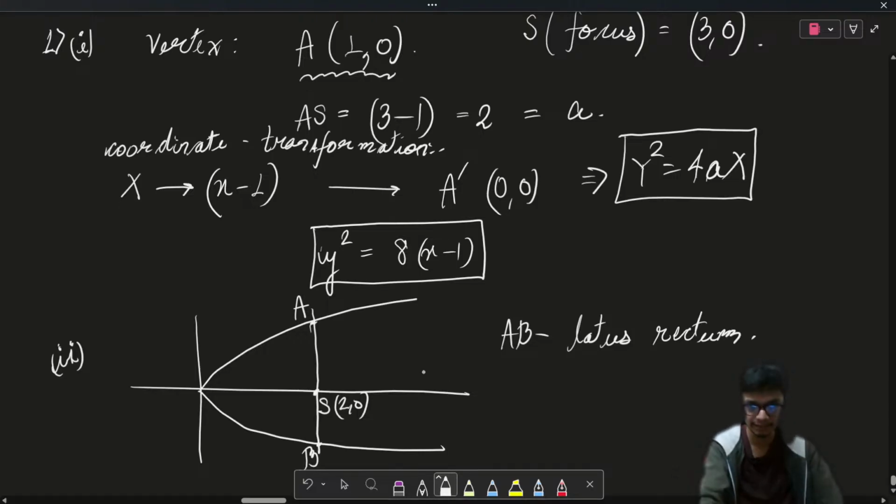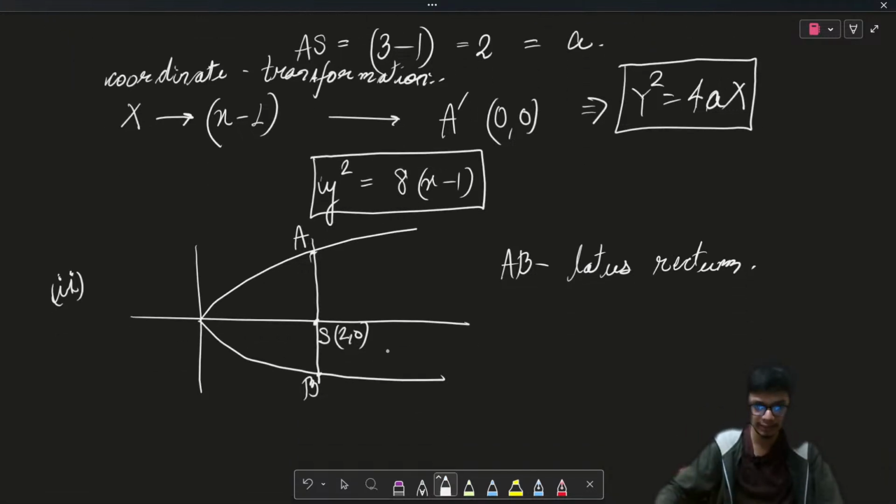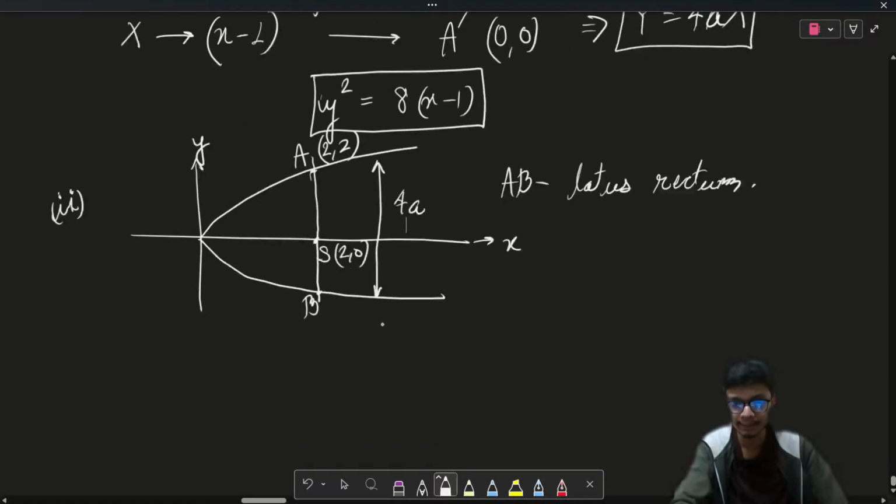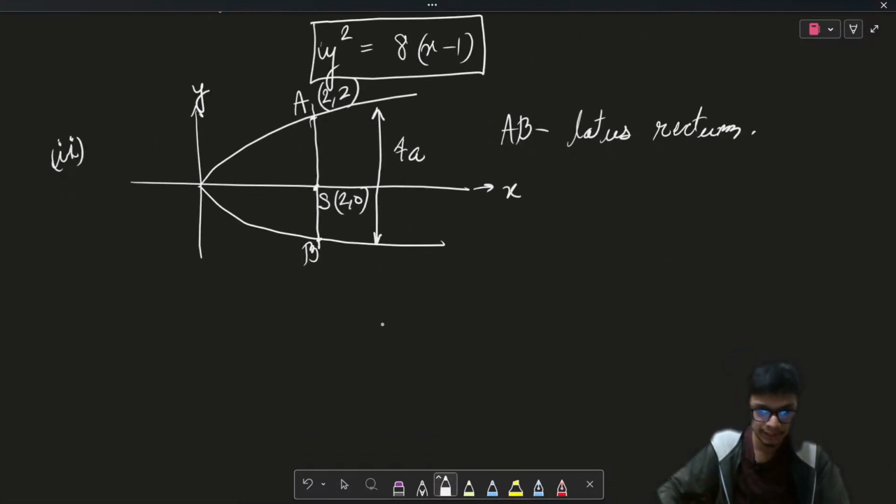So this is my latus rectum, and it is said that one of the extremities of the latus rectum, let us say this is the x-axis and this is my y-axis, is given as (2, 2). So we have to find the equation of that particular parabola. We recall that the length of the latus rectum was given as 4a. If you don't know how to calculate that, let us take it up.